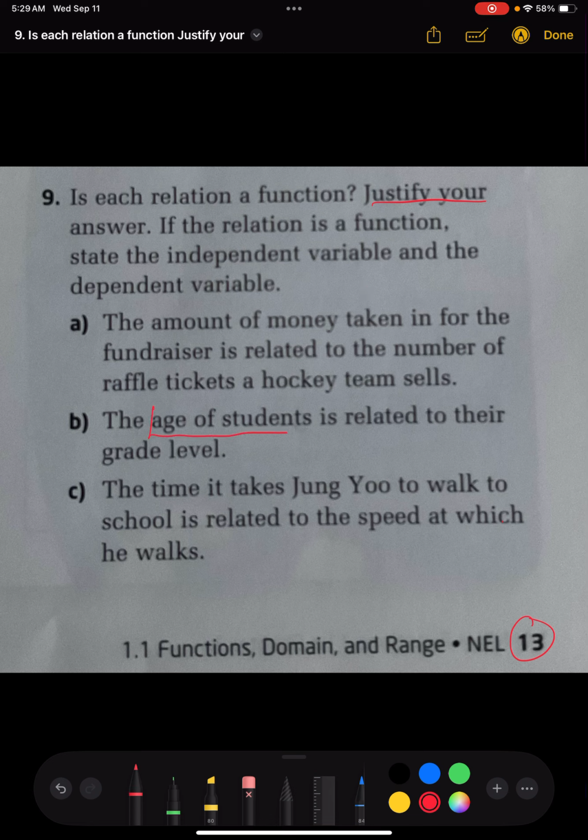The age of a student is related to their grade level. Okay, so what depends on what? According to this, if you ask a student their age, it might determine the grade level. Or if you go into a grade level, you might use it to determine the age of a student. I would say that it makes more sense for it to be grade level. Grade level is dependent on age, which is independent.